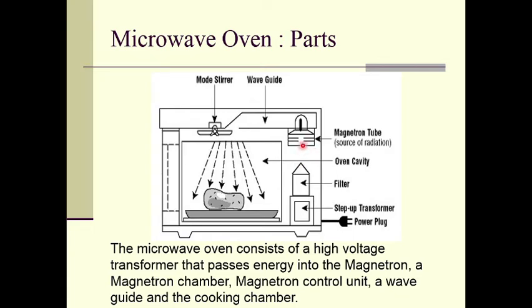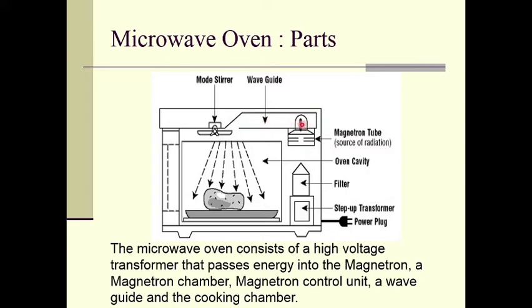So magnetron is the source of radiation, right? It is the source of microwave radiation, and those microwaves will pass to the microwave chamber by using this waveguide. So this is the waveguide, right?